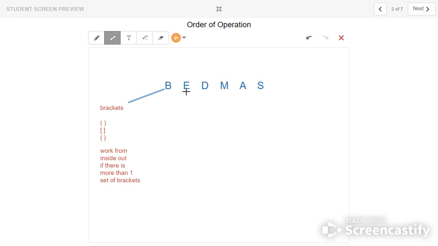The second one represents exponents. And exponents is a repeated multiplication. So for example, if I have something like 2 to the power of 3, what that means is I'm taking the 2 and I'm multiplying it by itself 3 times.